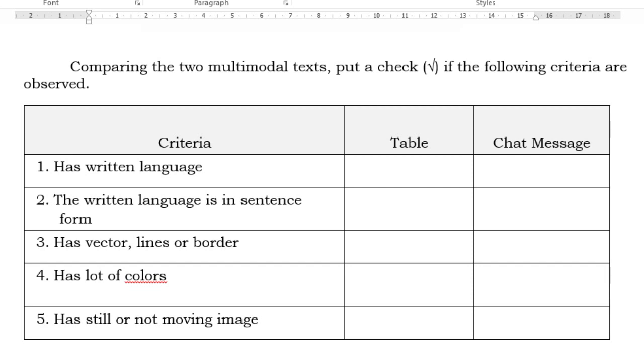Has lots of colors for number 4. As you can see in the presentation, the table makes use of colors, therefore it receives a check mark. And number 5, the use of still or not moving image. Looking back again at the presentation, it is the table that makes use of still or not moving image, therefore we have to put a check mark under table only.